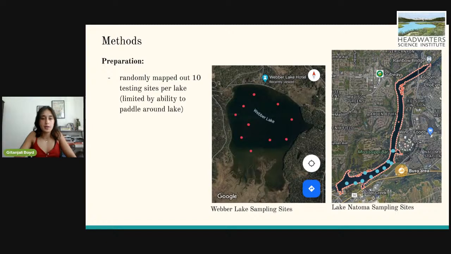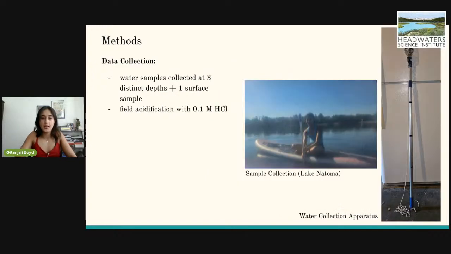As for my methods, in order to prepare, I randomly mapped out 10 testing sites per lake. But as I was collecting this data manually, which entailed me going out on a paddleboard with all of my equipment and paddling across these lakes, in Lake Natoma I was limited, as it was difficult to get across the whole lake since it's a very long lake. You can see that these are the places where I took samples.